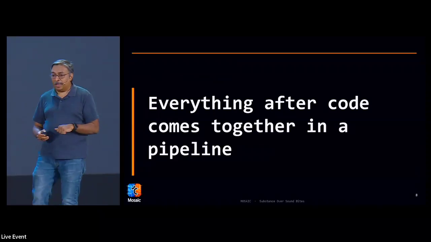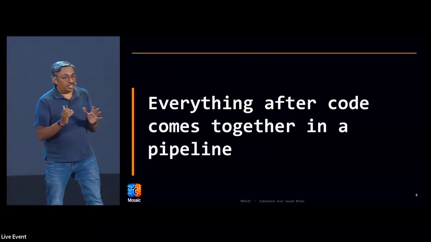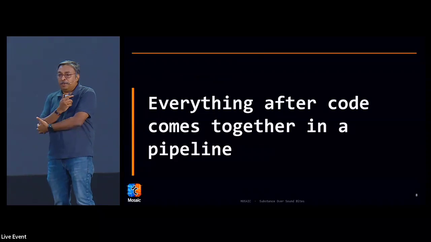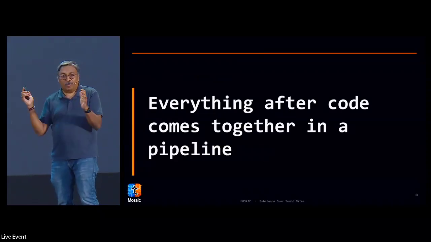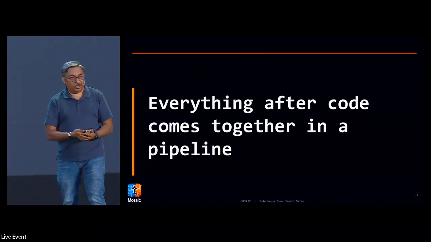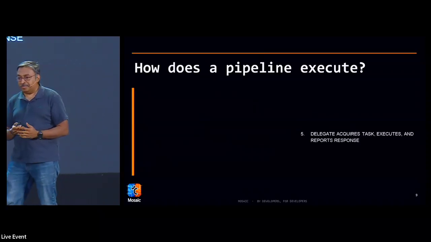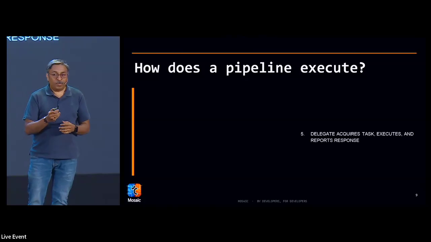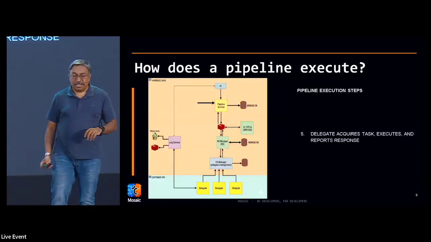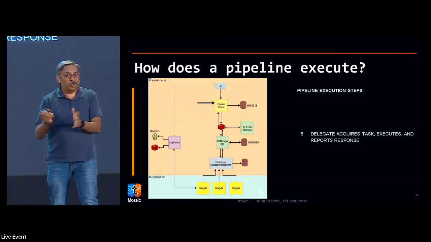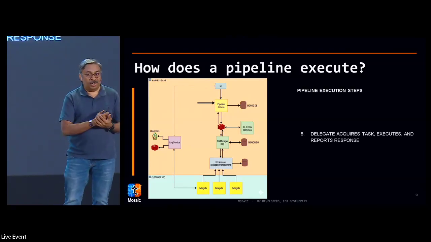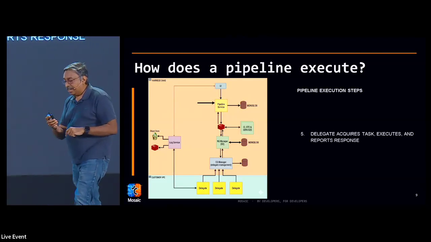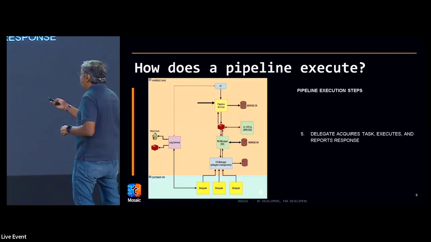Now let's look at how everything after code that we talked about comes together, right? These are the two things which I said I am going to talk about. The main thing is about what's a pipeline, which brings all of this together. Okay, sorry, that's a glitch. How does a pipeline execute, right? This is a very simplified view of the pipeline, which executes a software delivery. You can see there's a pipeline service in the center.